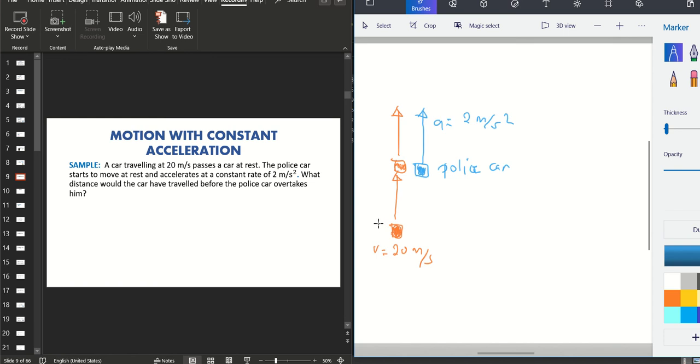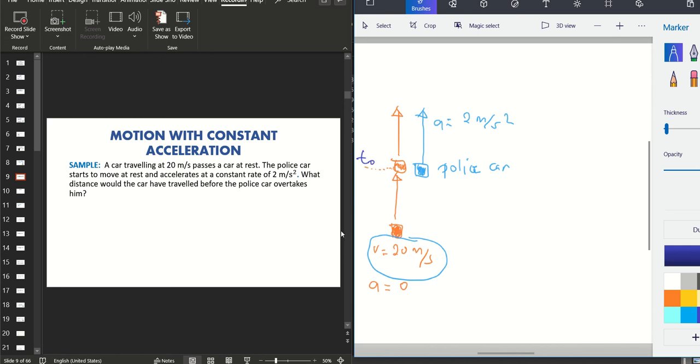So, the question is, what distance would the car have traveled before the police car overtakes him? Considering that you have a constant velocity. Therefore, when you say constant velocity, guys, sa previous quiz number 1 ko, when you have constant velocity, therefore, your acceleration is 0. Remember that. Okay. Now, so, ulitin ko lang. So, magsisimula ka lang ng bilang, obviously, dito. Kapag nag-meet yung dalawa. Initial time, which is 0.